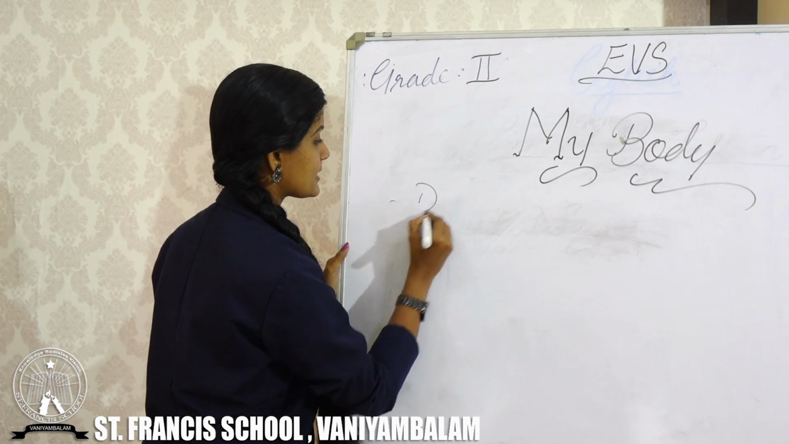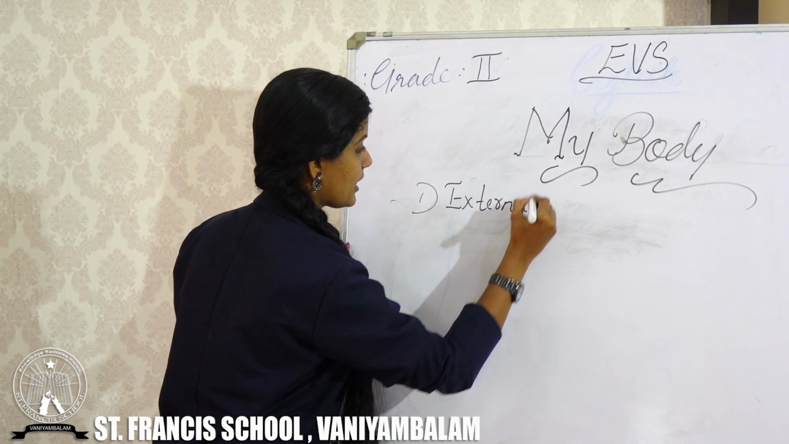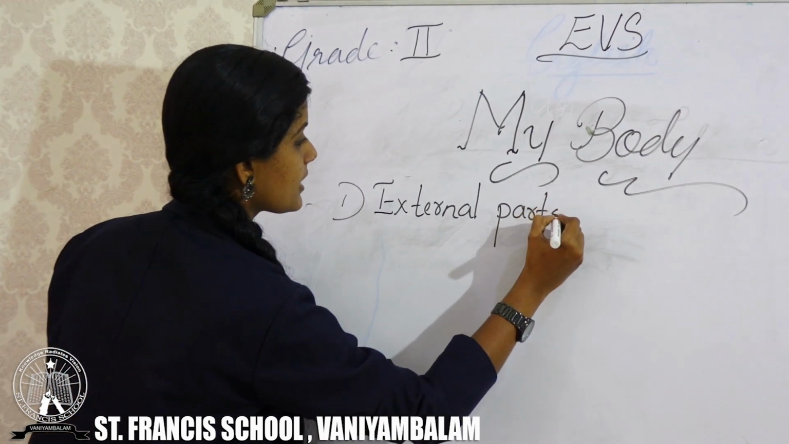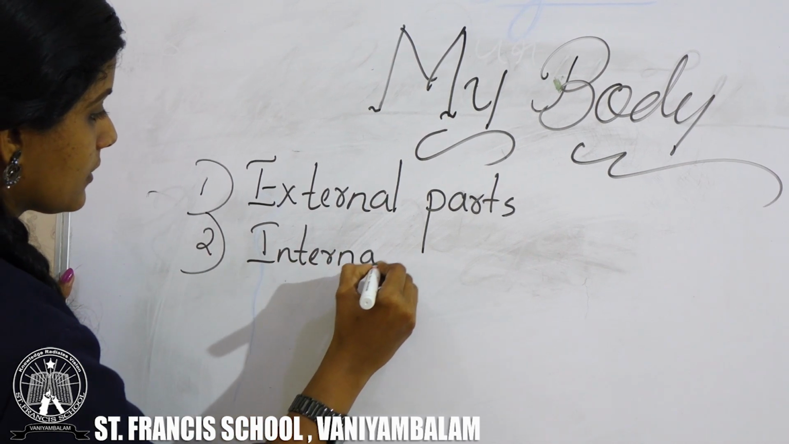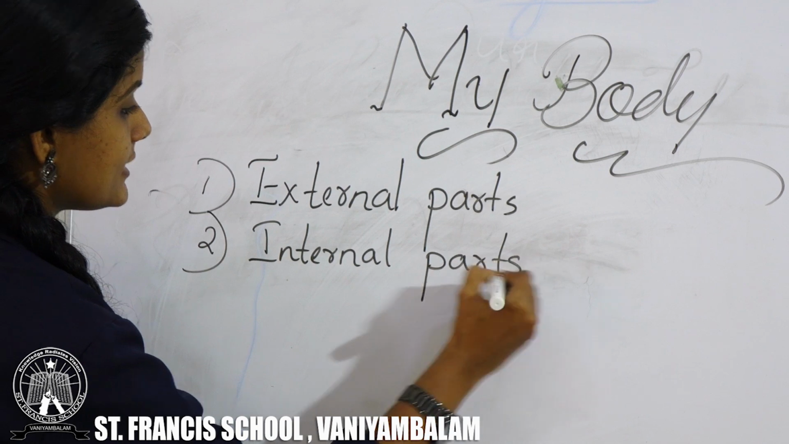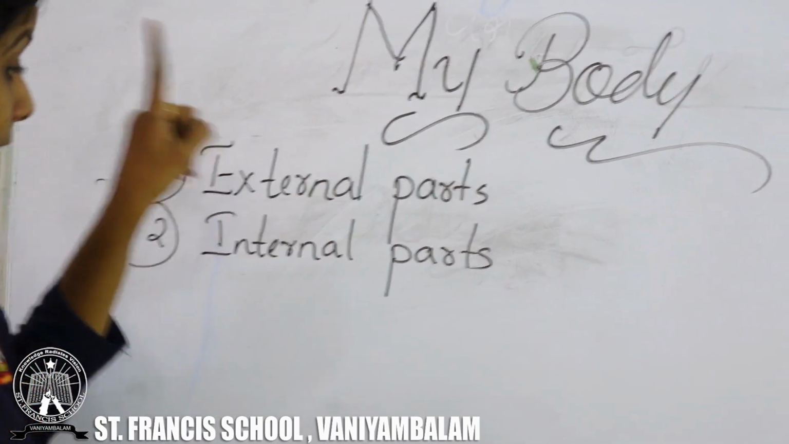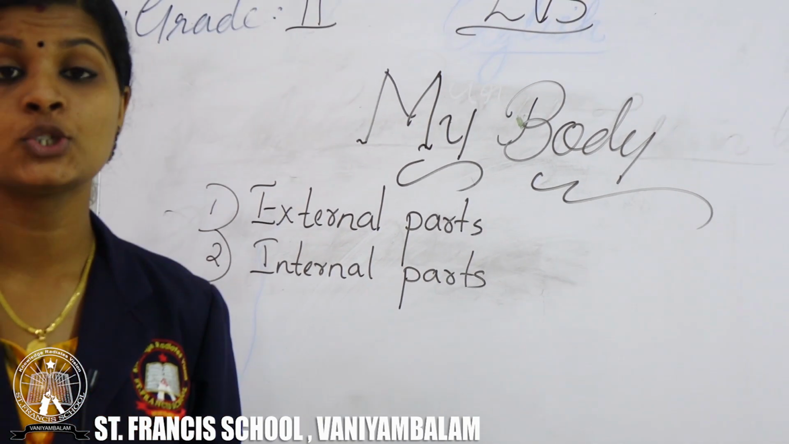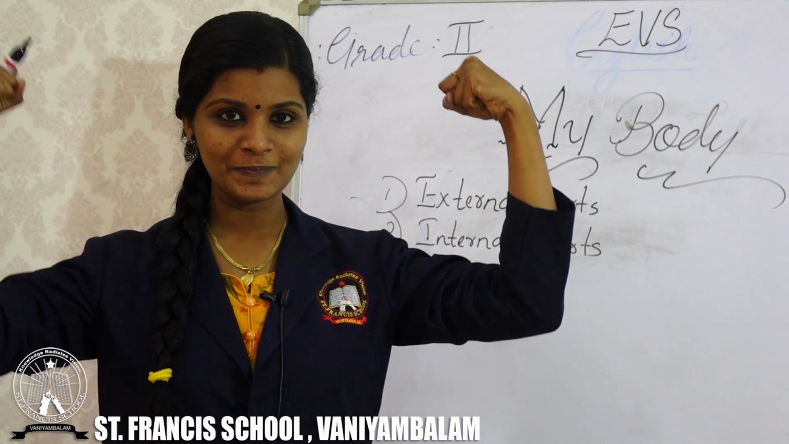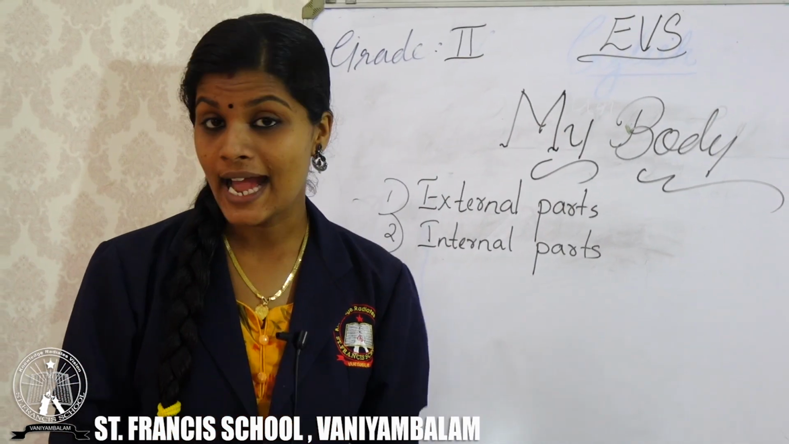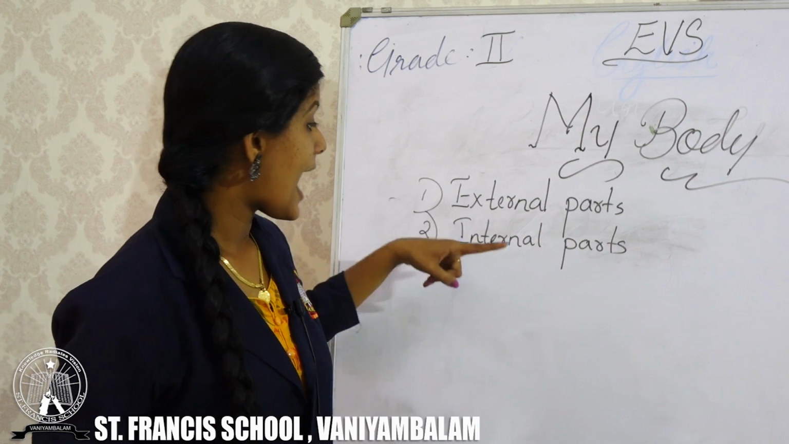The first one is external parts, and the second one is internal parts. So our body has two types of parts, external part and internal part. I have already told you we have so many body parts. These parts help us to become active and healthy. Now we have divided our parts into two types, external part and internal part.